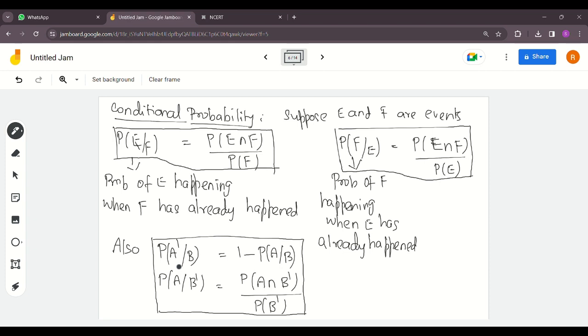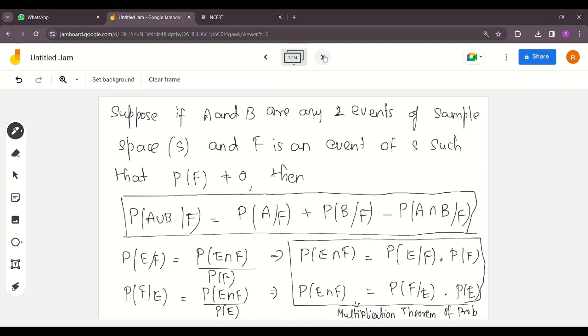So please be very careful with the symbols. P of A bar B dash means probability of A happening when B has not occurred. So the formula is P of A intersection B dash whole divided by P of B dash. So this is the formula. For the symbols, you have to be really very careful.